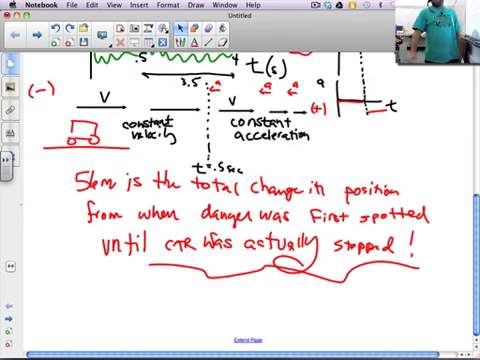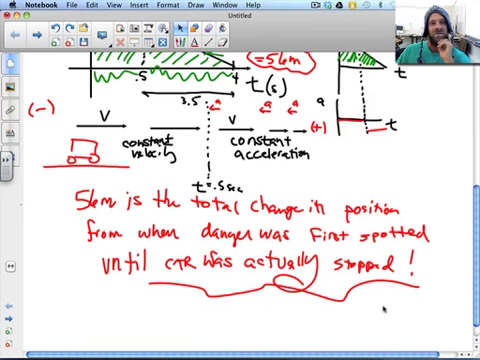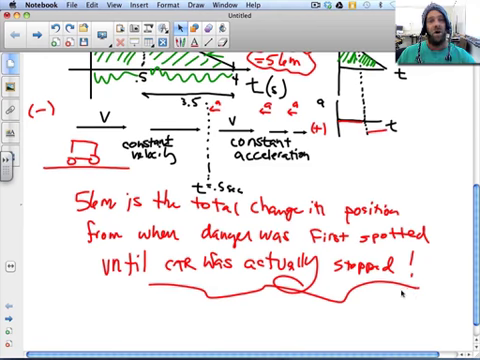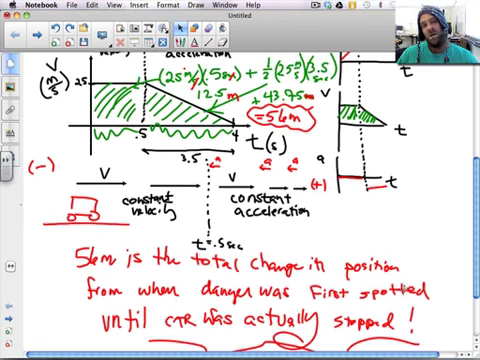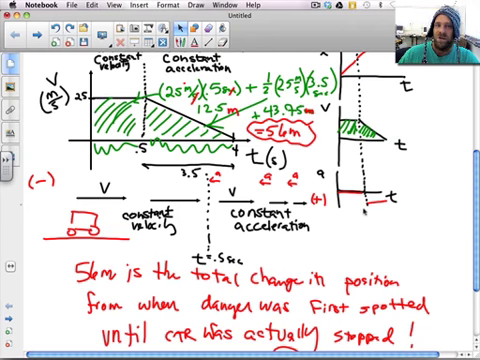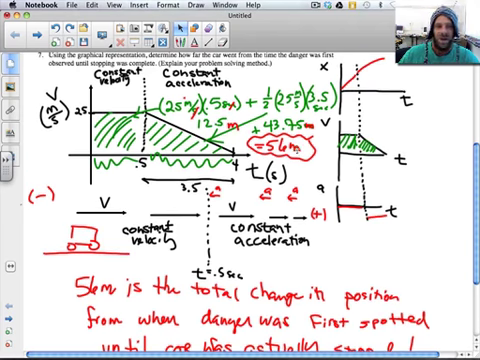All right, so that's a pretty basic problem using your equations and graphs that represent constant acceleration motion. We actually didn't use any equations here, we just used the graphs, and that's where the equations come from, so that's fine.